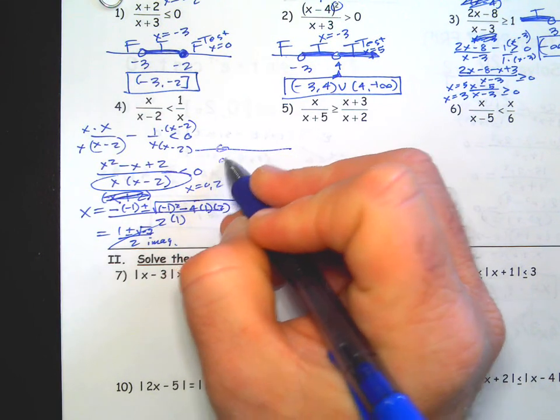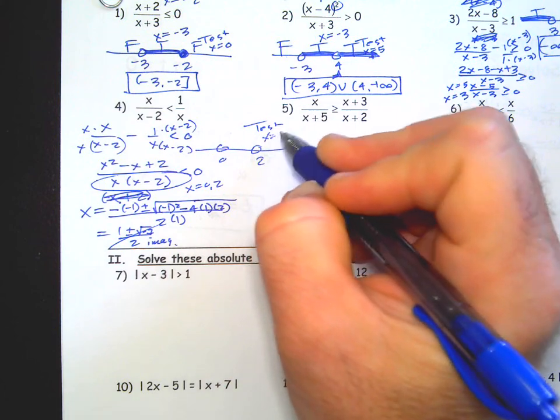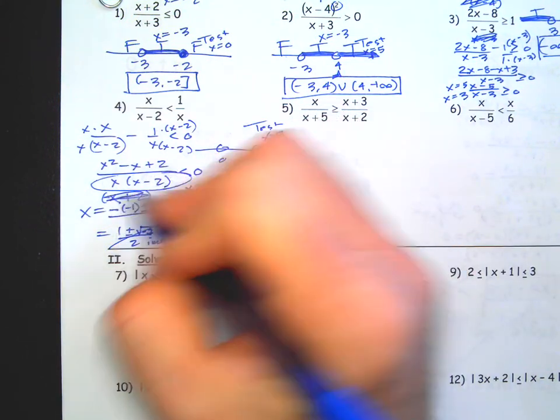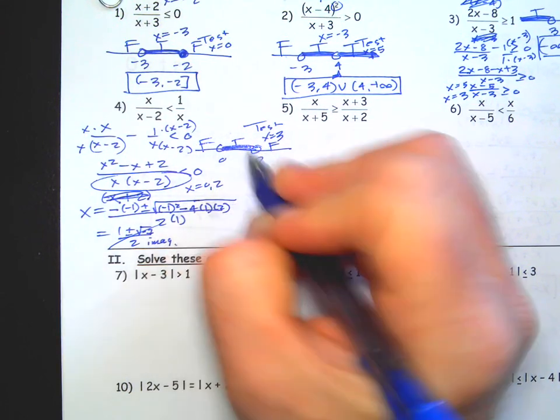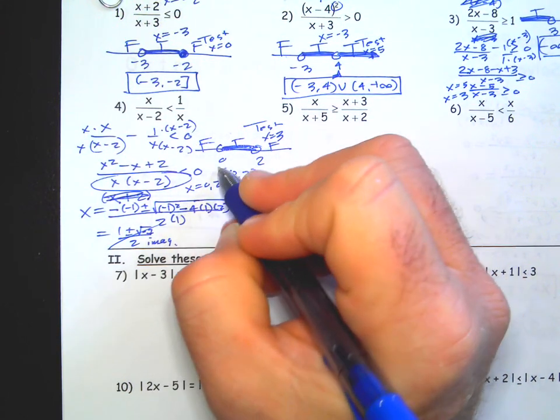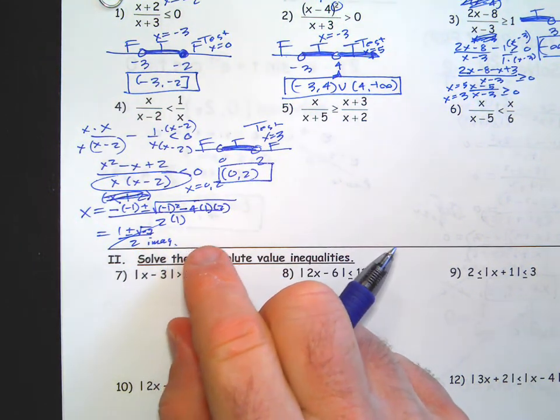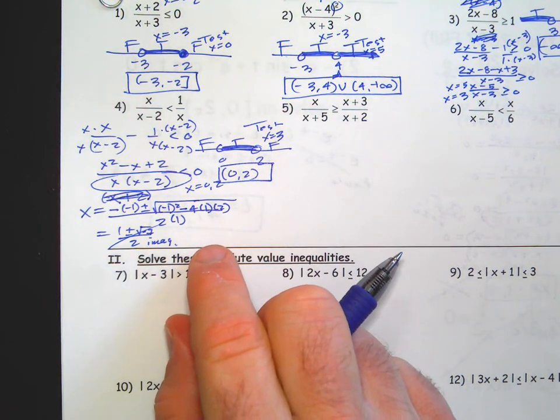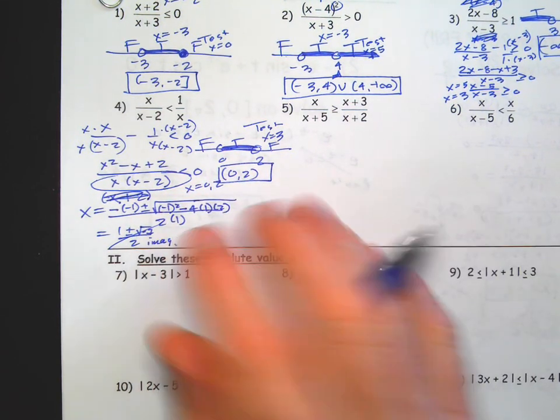Open dot 0, open dot 2, test the value, x equals 3. Positive, positive, false, true, false. Answer is 0 to 2. But I'd be looking for this work right here. I'm not thinking it's imaginary just in your head. So you've got to show the work and show that you get imaginary and just bail on it.